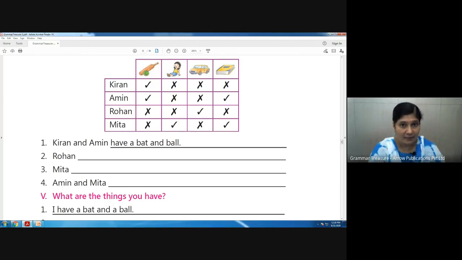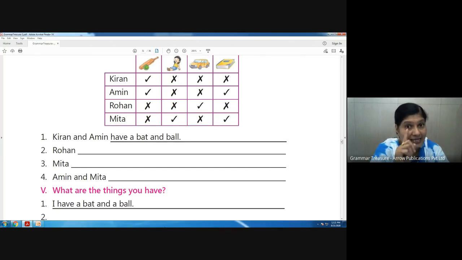So you have observed the table now? Now we have to answer some questions. Kiran and Amin have a bat and ball. Rohan has a toy car. Rohan is singular, so you must say has. Rohan has a toy car. And Meeta has a doll and a book. And what about Amin and Meeta? Amin and Meeta have books. Both of them have books. So did you understand, children?